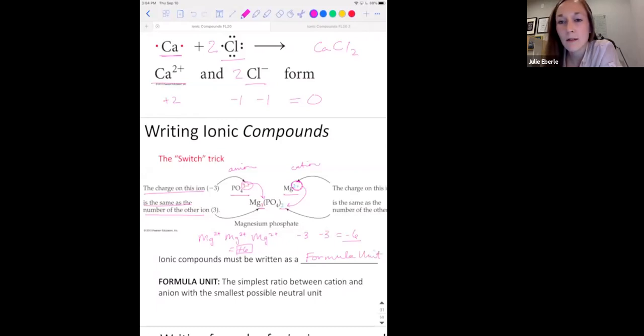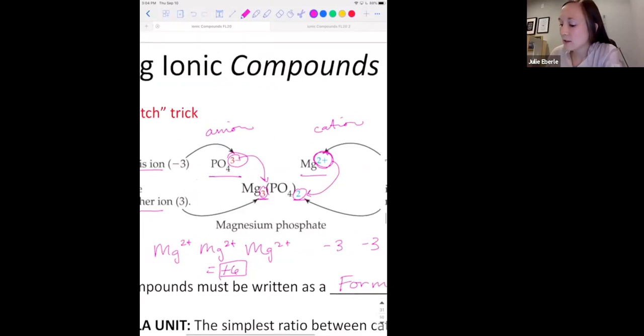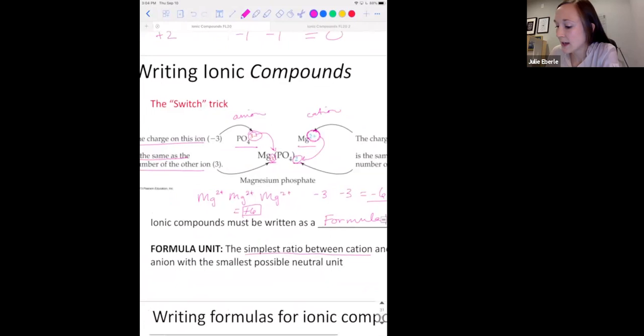What do I mean by that? It's the simplest whole number ratio. We know we can't write these subscripts as fractions. These have to be whole numbers, right? Dalton's atomic theory says we can't bind half of an atom with something else. So they have to be whole numbers. And we want the simplest ratio between our cations and our anions, all right? That's what a formula is: the simplest ratio between the cation and the anion to give us the smallest possible neutral unit.